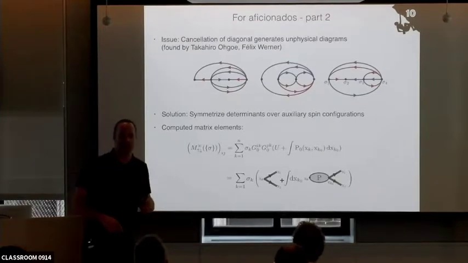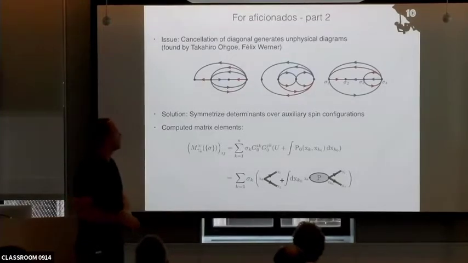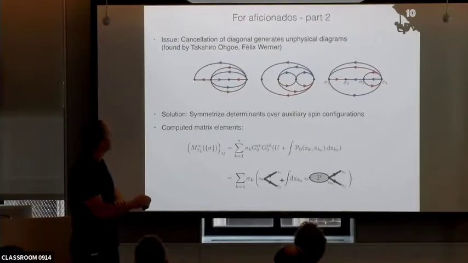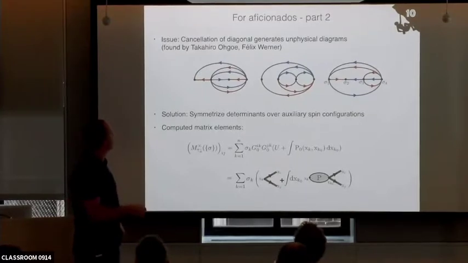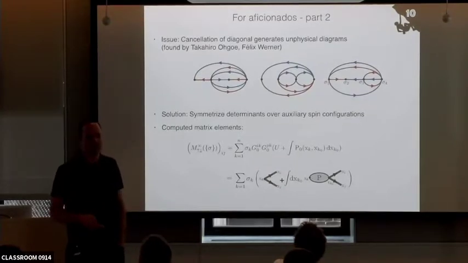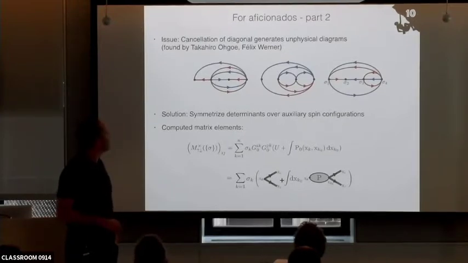Of course, there's a catch in that. When I remove the diagonal, I introduce non-physical diagrams. This is what Felix was saying earlier, especially diagrams that have an interaction vertex, but then only 2 propagators coming out of it instead of 4. And this only obviously happens at order 4, so it takes some time to be discovered. And this was found by Takahiro, Goe, and Felix.